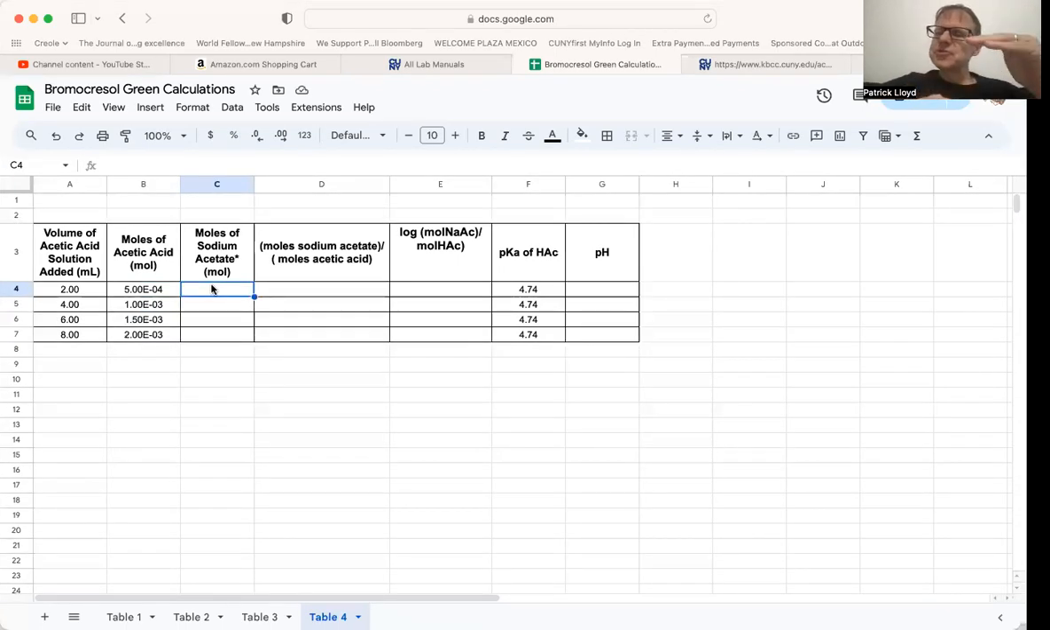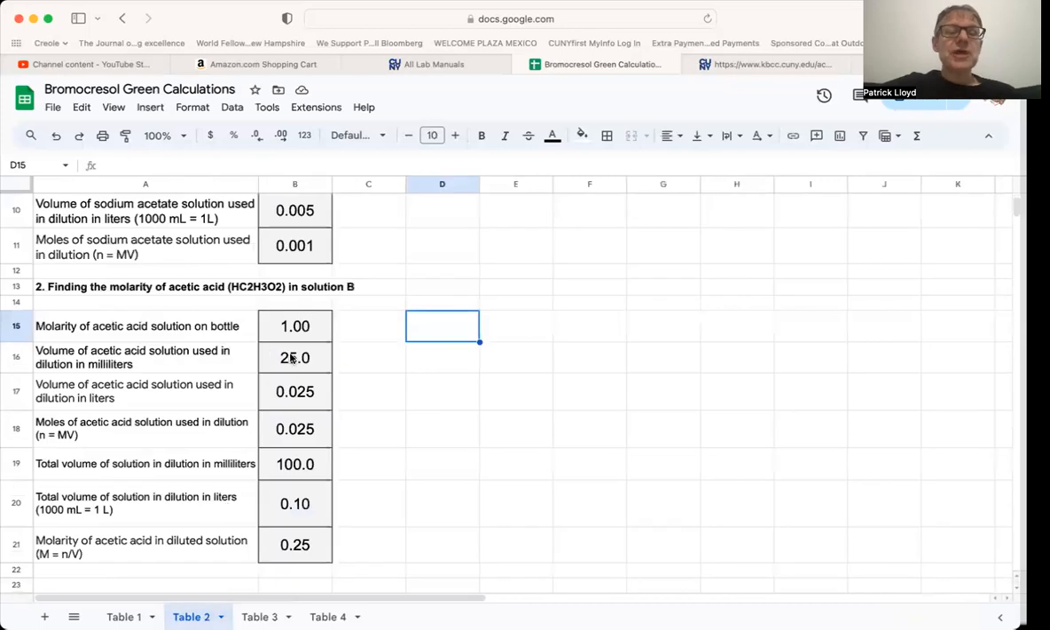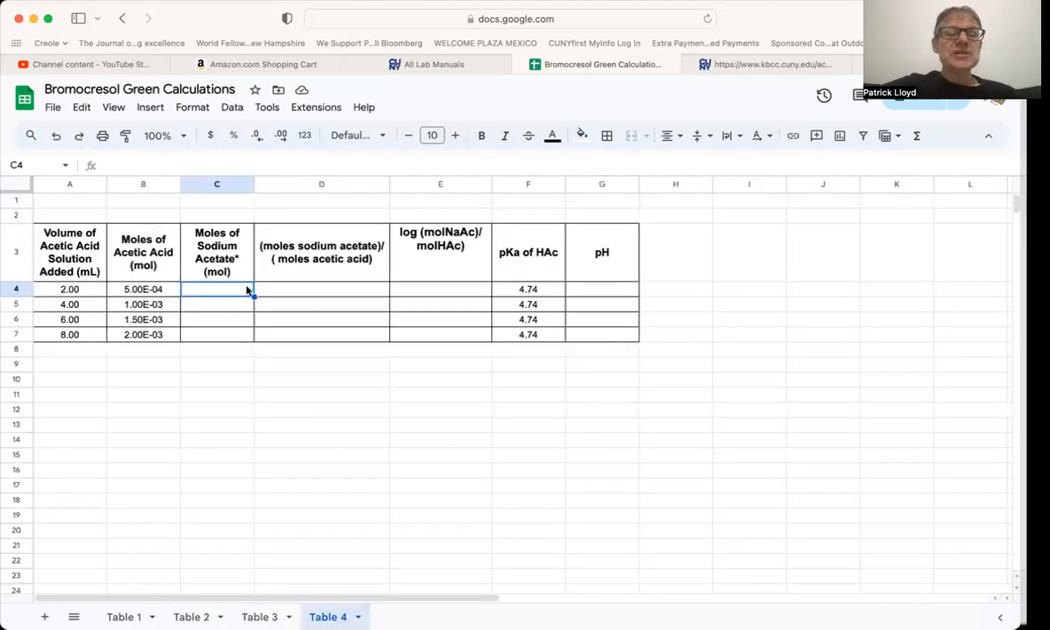Now remember, this is the blue solution. That stays the same the whole time. You always have that 100 milliliters of the basic solution. We calculated the number of moles in that solution as well. It looks like we did that all the way back in table 2, and it was 0.001 moles. That's the number of moles of sodium acetate in that solution, so that's the same every time. In fact, there's a little asterisk there to indicate that it's going to be the same every time. So 0.001, and it's the same. I'm going to go ahead and fill down.